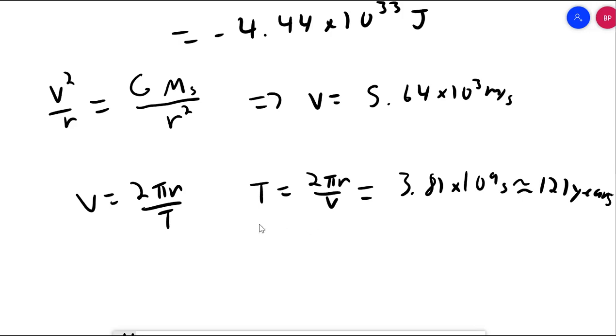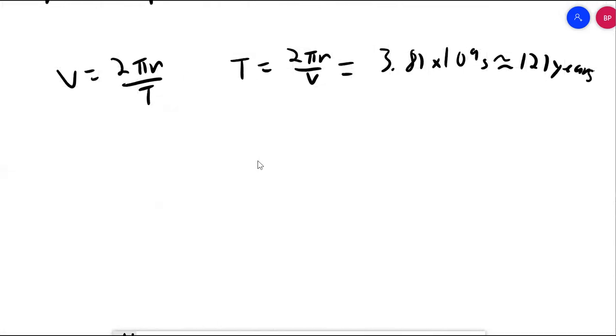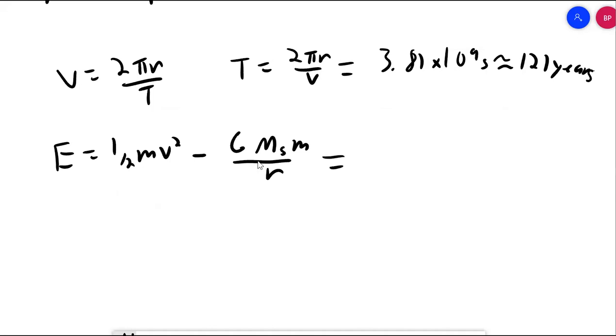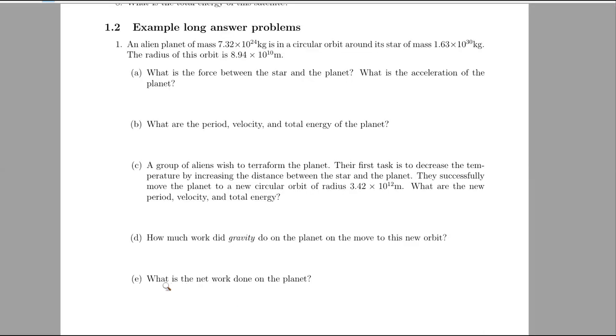Okay. So now we want to know the total energy again. So we do the same thing. It's our kinetic energy plus our potential energy. And with our new radius and our new velocity, this is equal to minus 1.16 times 10 to the 32 joules. Okay, so it's still negative because it's still bound to our sun. And finally, we want to know how much work gravity did to the planet.